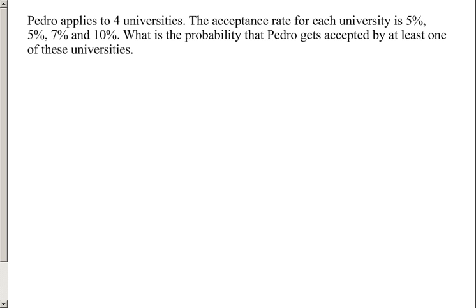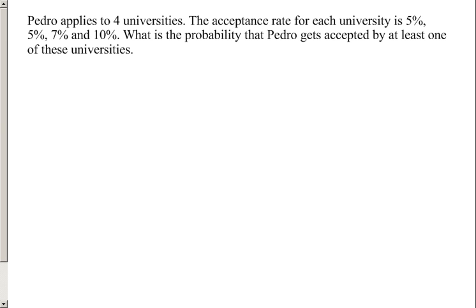So here's a question that I've been asked. Pedro applies to 4 universities. The acceptance rate for each university is 5%, 5%, 7% and 10%. And they would like to know what is the probability that Pedro gets accepted by at least one of these universities. Now first of all, we're going to consider a slightly simpler example.